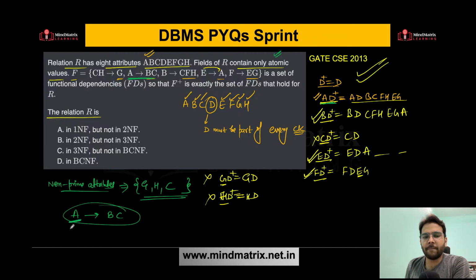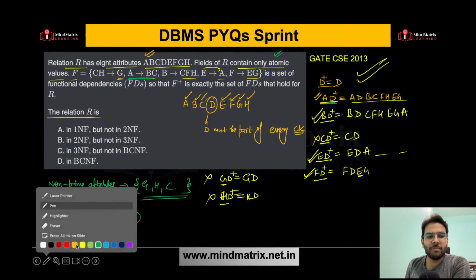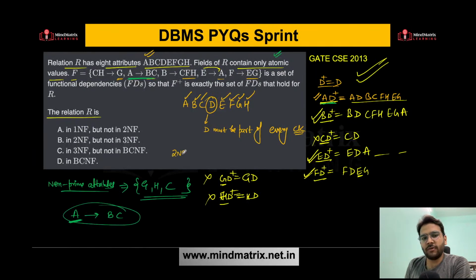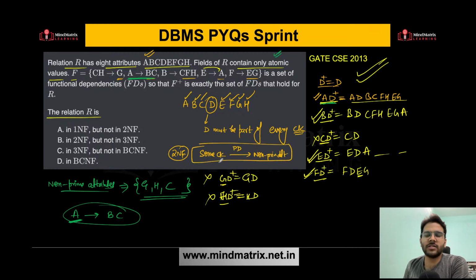Is this a violation? Understand this thing. What kind of partial dependency am I looking for? For 2NF, I'm looking for the kind of partial dependency where some part of a candidate key determines a non-prime attribute. So if some proper subset of a candidate key can determine a non-prime attribute, I can say that is my violation. C is my non-prime attribute, and A is part of a candidate key, because AD is my candidate key, a proper subset of it determining a non-prime attribute. So this is a violation.